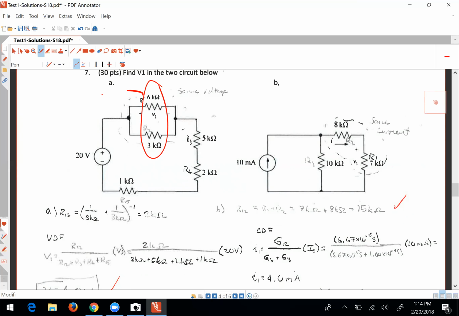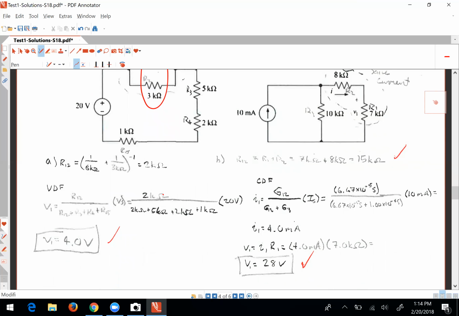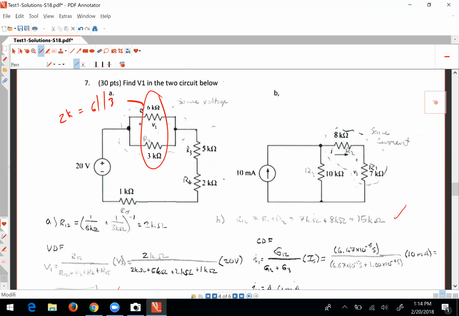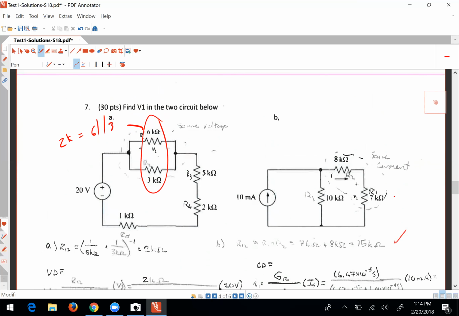So that is equal to 6 parallel with 3. That's equal to 2K. And that allows you to plug in the voltage divider formula to find V1 of 4 volts. But you have to do that on the parallel combination. The individual resistors 6 and 3 cannot really be used in the voltage divider formula. You have to combine them to find the effective series resistance of those two in series with the others in that path.